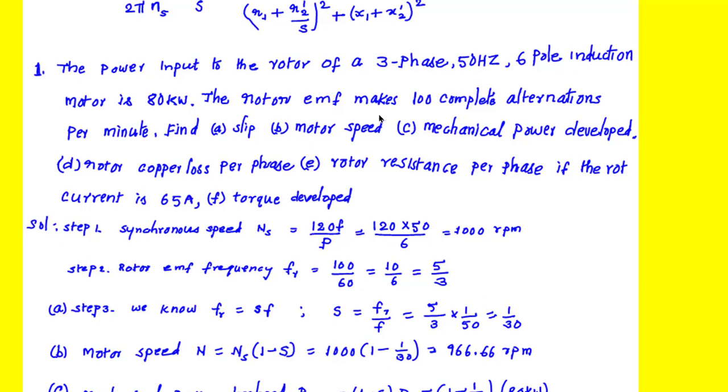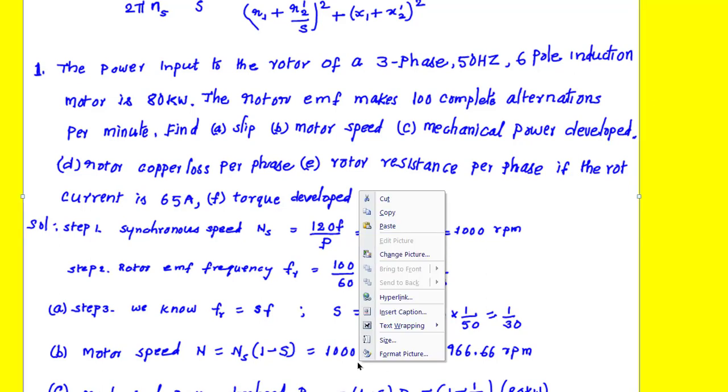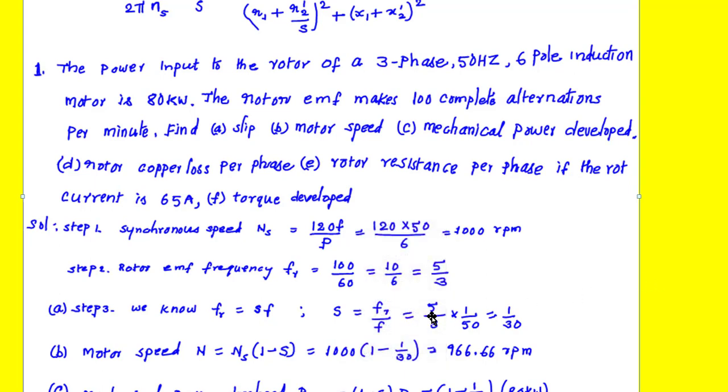Next, the B bit: what is the motor speed? Once we know the synchronous speed, we can calculate the rotor speed or motor speed, that is N is equal to Ns into 1 minus s. So that is nothing but 1000 into 1 minus 1 by 30. That will give us 966.66 RPM.